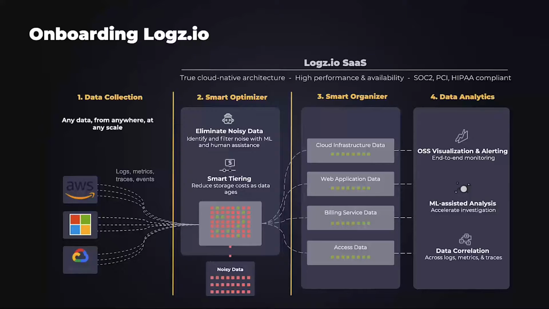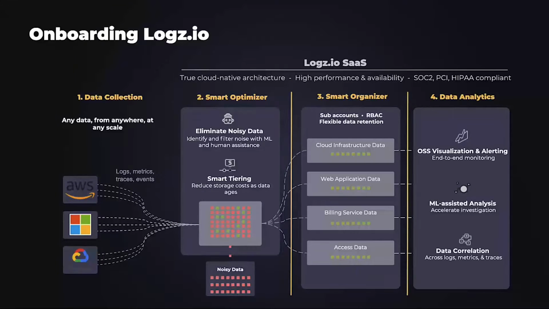And for the data we do want to keep, we can use Logs.io Smart Tiering to reduce the data storage costs by moving aging data to more cost-efficient storage tiers. As data ages, it usually becomes less valuable, so we help you reduce the storage costs of that data.